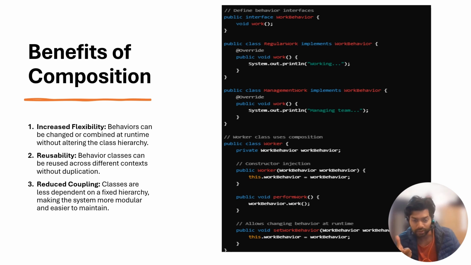In this example, what has been done is you have an interface, and from that interface I created two classes: regular work and management work. We wrote the same method work and overrode it, and now a new class has been introduced which can utilize both work behaviors, the regular work and the management work. In this way, you can see how clean our code is. Now we have better reusability, and we have reduced the coupling. Classes are now less dependent on a fixed hierarchy, making the system more modular and easier to maintain.